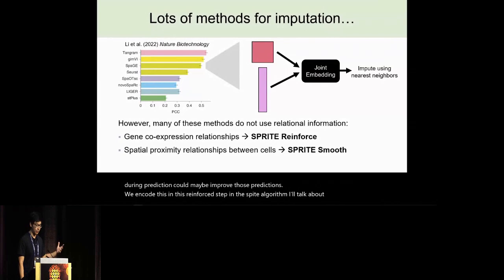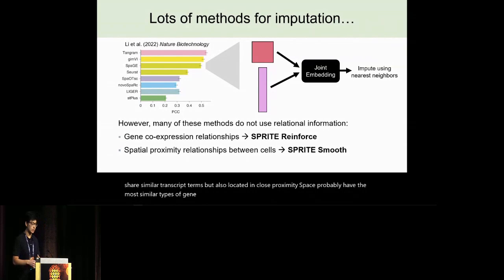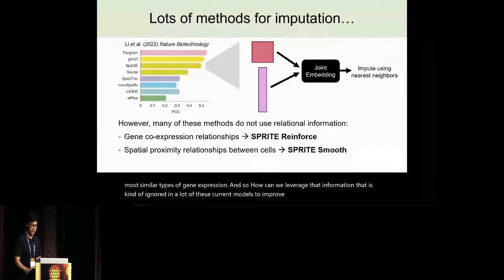And then maybe even more importantly is this idea of a spatial proximity relationship. So cells that share similar transcriptomes but are also located in close proximity in space probably have the most similar types of gene expression. And so how can we leverage that information, which is ignored in a lot of these current models, to improve the predictions of spatial gene expression?